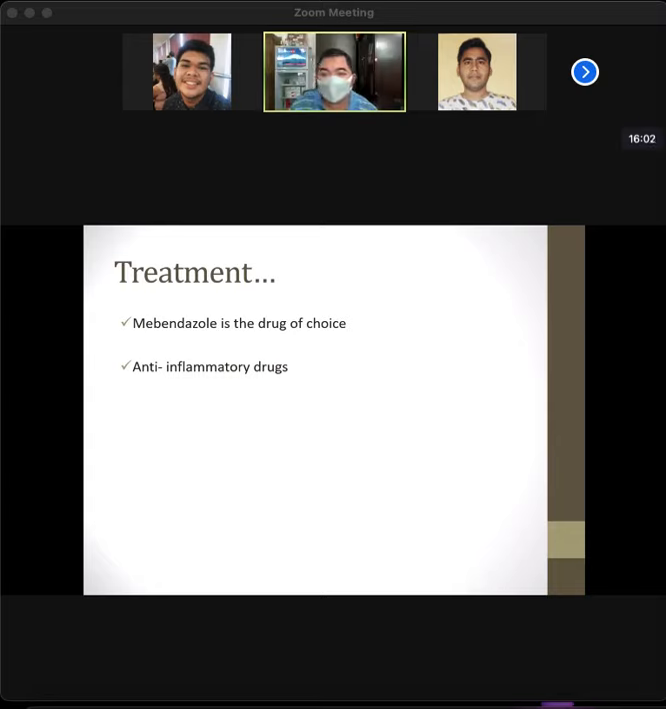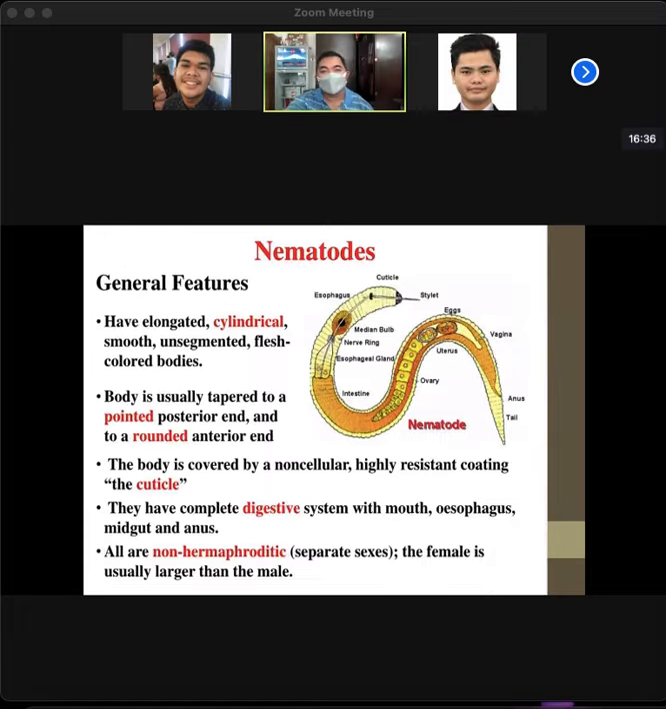What is the drug of choice? We can give mebendazole. We can give an anti-inflammatory drug. And if the patient is admitted due to dehydration, we can hydrate the patient. If the patient doesn't want intravenous hydration, we can give an increased amount of oral rehydration solution. So the next one is for the nematodes in general.